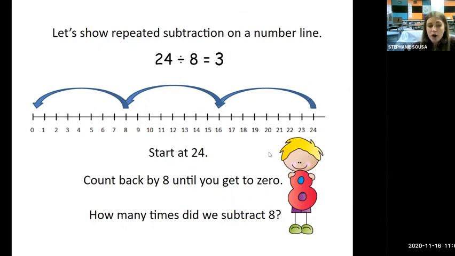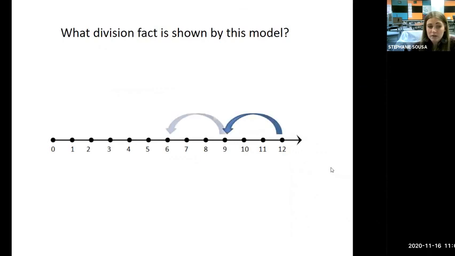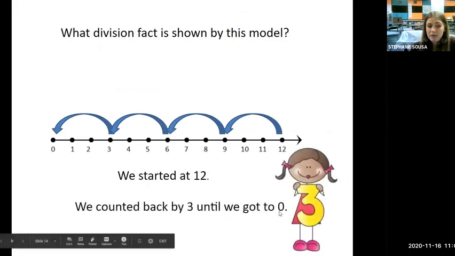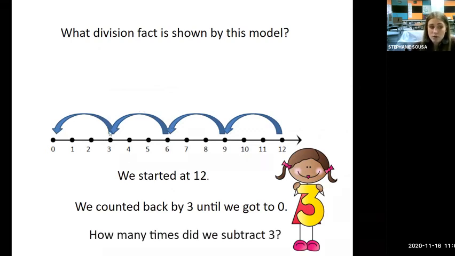Okay? So when we're on a number line again, we're going to start backwards. So let's take a look. We started at 12. We counted back by 3 until we got to 0. 1, 2, 3. 1, 2, 3. We did that 4 times. 1, 2, 3, 4. So 12 divided by 3 is equal to 4.